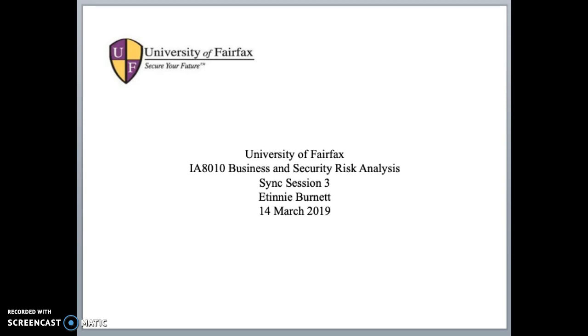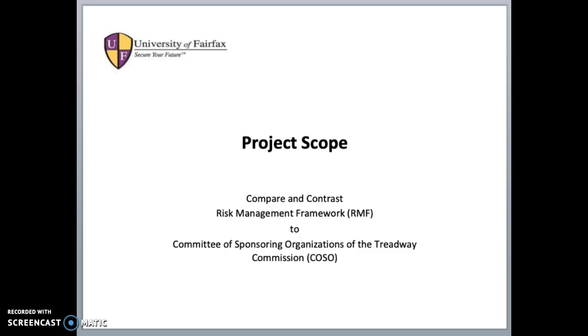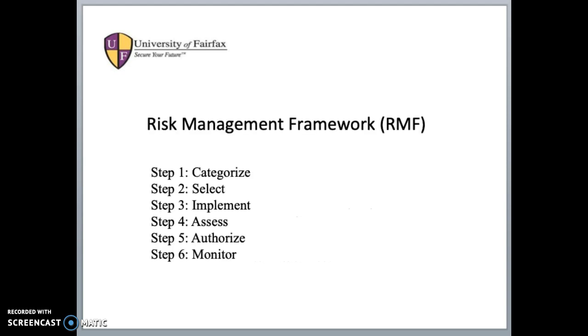However, for our first Sure Sync, we will be comparing and contrasting the NIST framework, which is used for federal information systems, with COSO, the Committee of Sponsoring Organizations of the Treadway Commission, their acronym. The NIST framework consists of 6 objectives, and with those you see the categorize, select, implement, assess, authorize, and monitor steps.